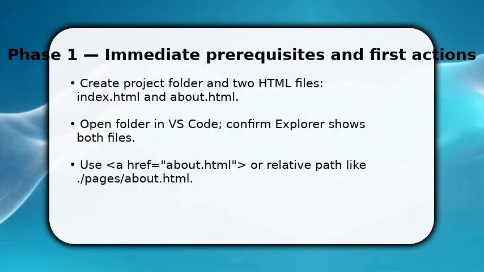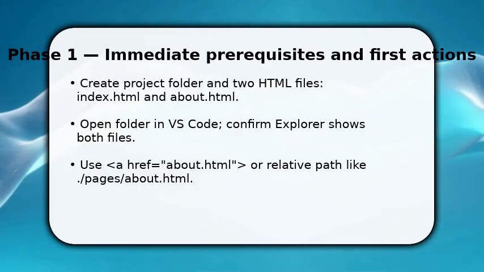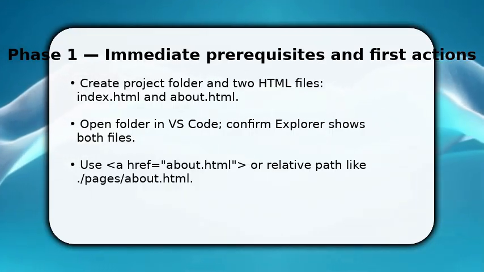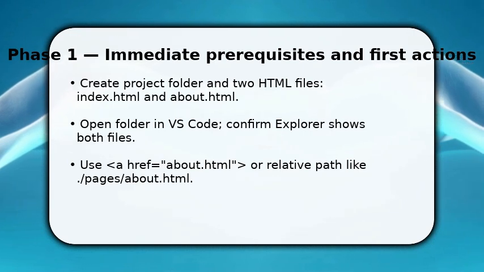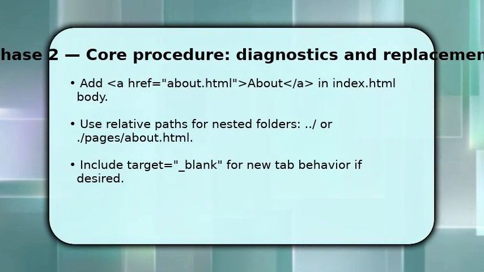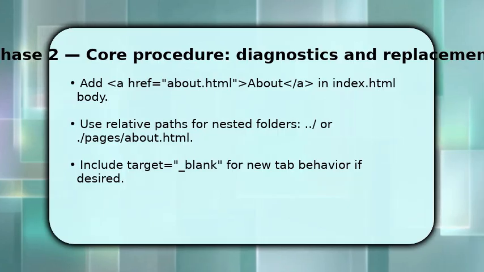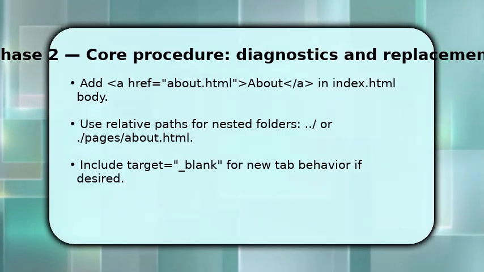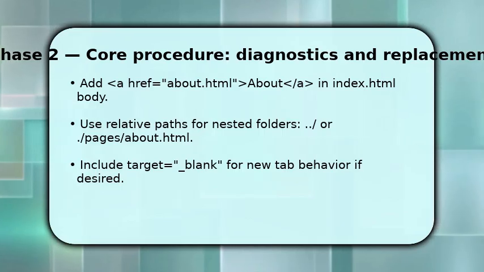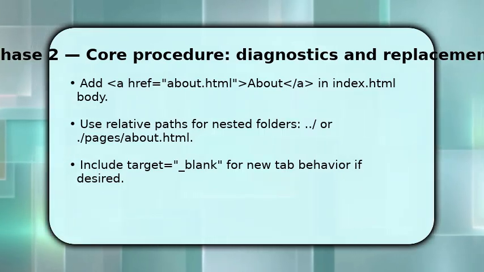Make sure to save. I explain why. Consistent file names and opening the folder in VS Code prevent broken relative paths. You now edit the HTML to implement the link inside the body of index.html. Place an anchor tag such as a href equals about.html, about, /a, which tells the browser where to navigate.